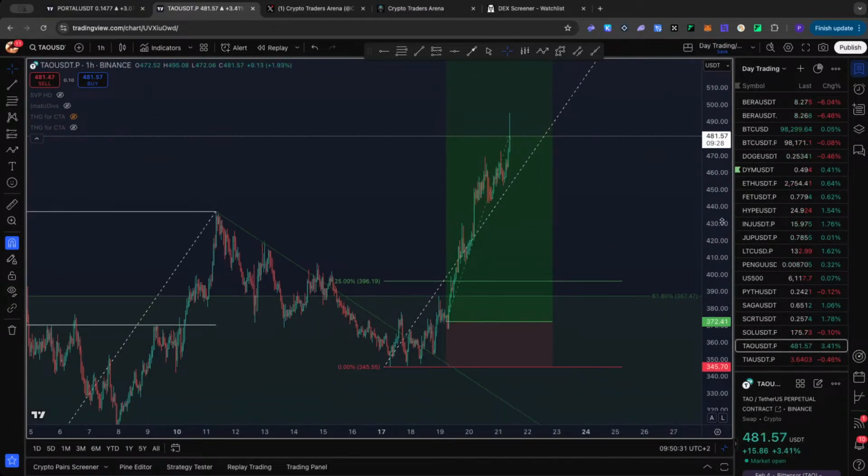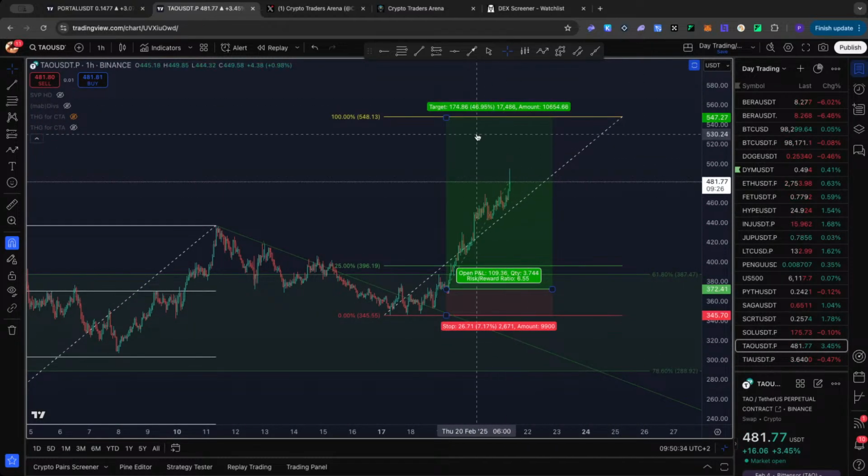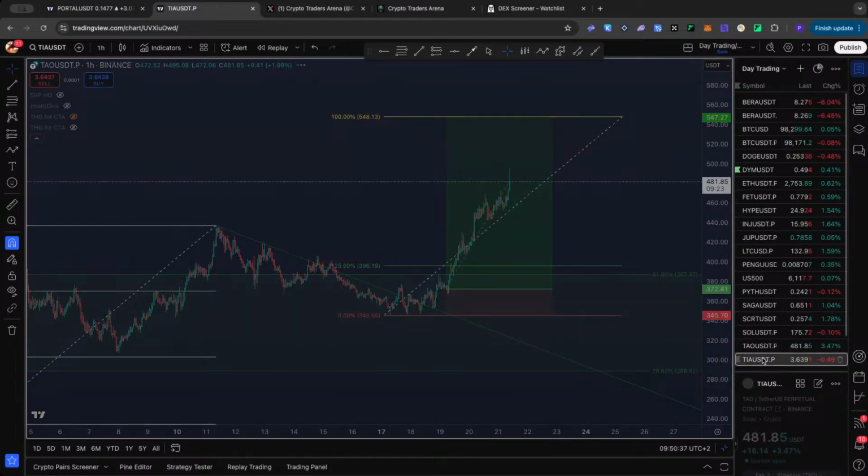Tao we talked about already. Wants to give us 6R plus. Not bad.